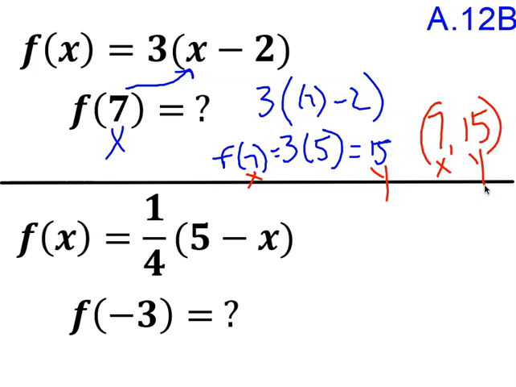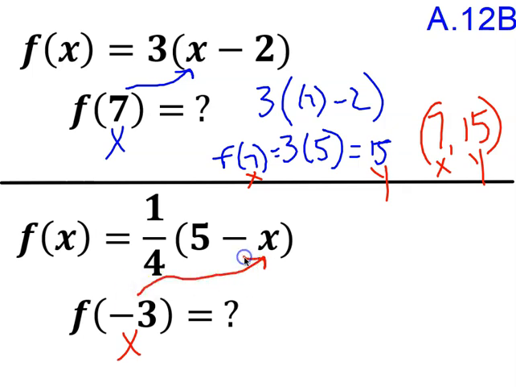Uh-oh, now we've got fractions and negative numbers. Holy moly. And the x is in a different spot. So let's check this out. This is still my x value. So if I'm given the function f of x equals 1/4 times 5 minus x, find f of negative 3. If you want to pause it and try this problem on your own, go for it.